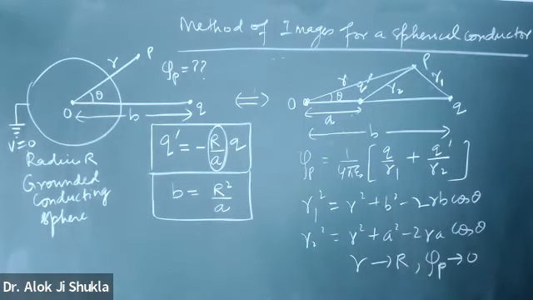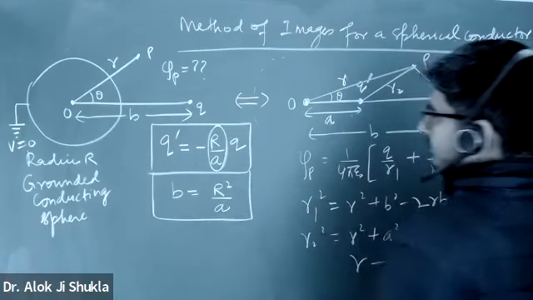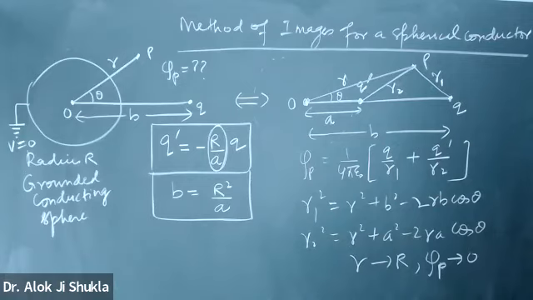If your radius is 5 centimeter and you have put the charge at 2.5 centimeter, what is the amount of charge that is kept? Minus 2Q. Minus QR by A. Minus 2Q. Okay. And what is the distance? B is equal to R square by A. So A is equal to R square by B. That is the distance.